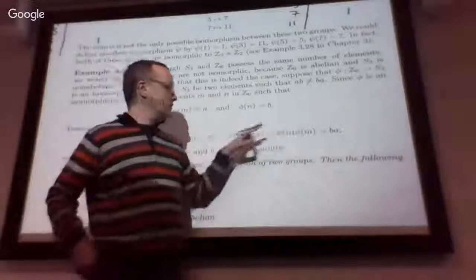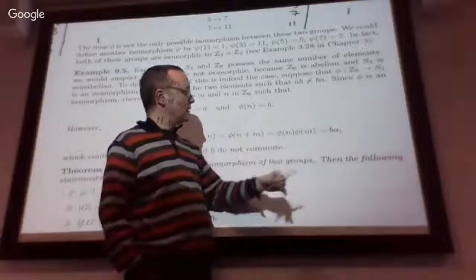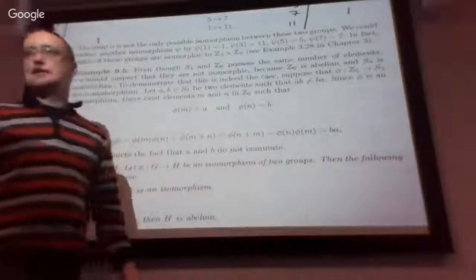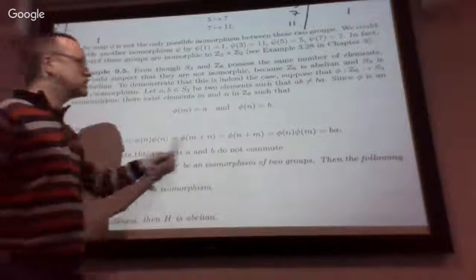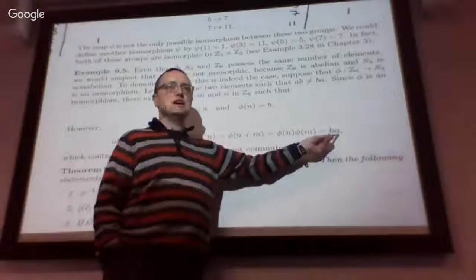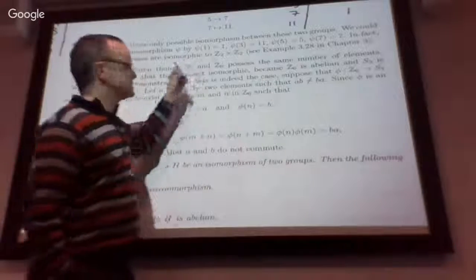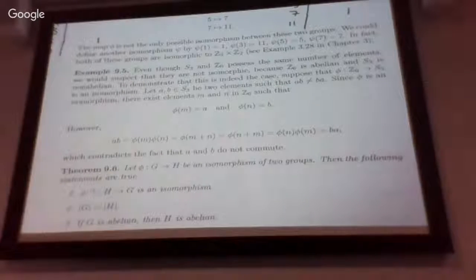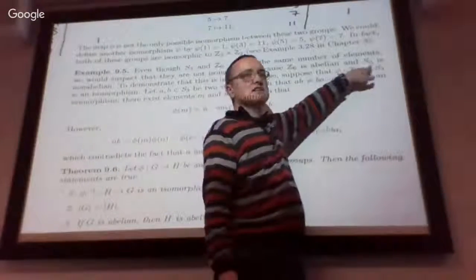But when you apply the homomorphism property here, you see this is equal to phi of N after phi of M, which is equal to B after A, BA. So you see you're forced to the conclusion that AB does indeed equal BA. But that contradicts our choice of A and B. A and B were two of the elements of S3 that show the non-commutative property. So that's a contradiction. Where did the contradiction come from? The contradiction came from assuming that there was an isomorphism between them.